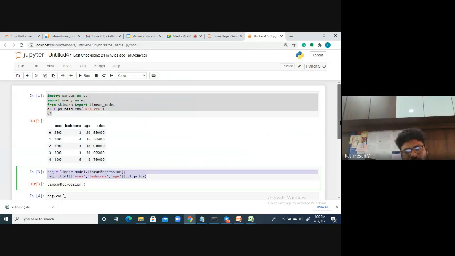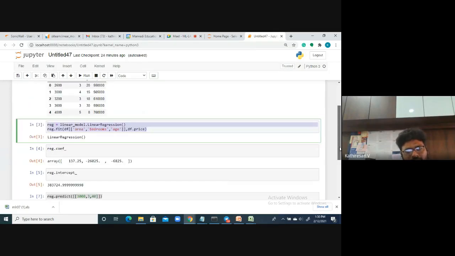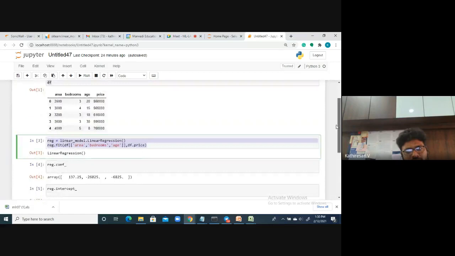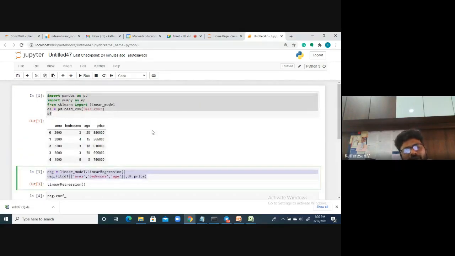If you want, you can plot the data. You can use matplotlib and plot the data. You can perform data visualization also if you want. That is up to you. You can go further also, but you have to complete at least what I have given.